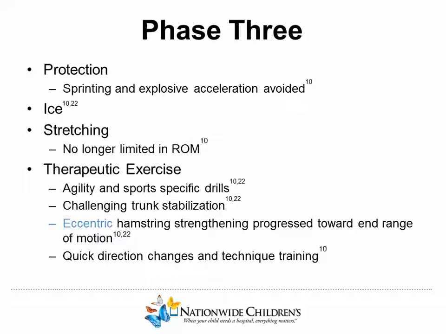For the last phase, really the only thing that we're still avoiding is sprinting and explosive acceleration. They should be getting into a lot of other sports-specific activities at this point, though, if they can tolerate it. Still icing as needed. Stretching should no longer be limited, so this is where you want to normalize, make sure you're checking the opposite side, making sure they have that flexibility in the hamstring muscle. And then you really want to start getting into some agility and sports-specific training. So some challenging trunk stabilization, really working on eccentrics, progressing towards that end range of motion, making sure they can tolerate those and control them well. And then starting to get into some quick directional changes and technique training.